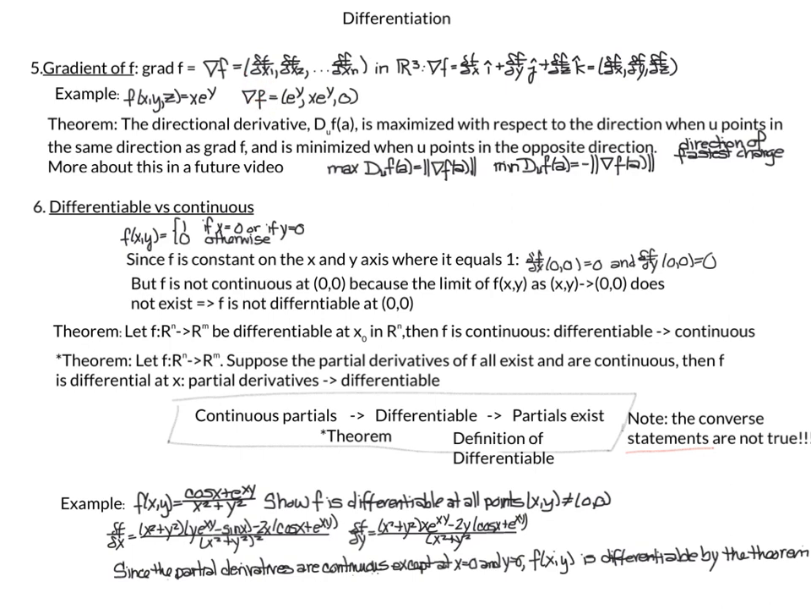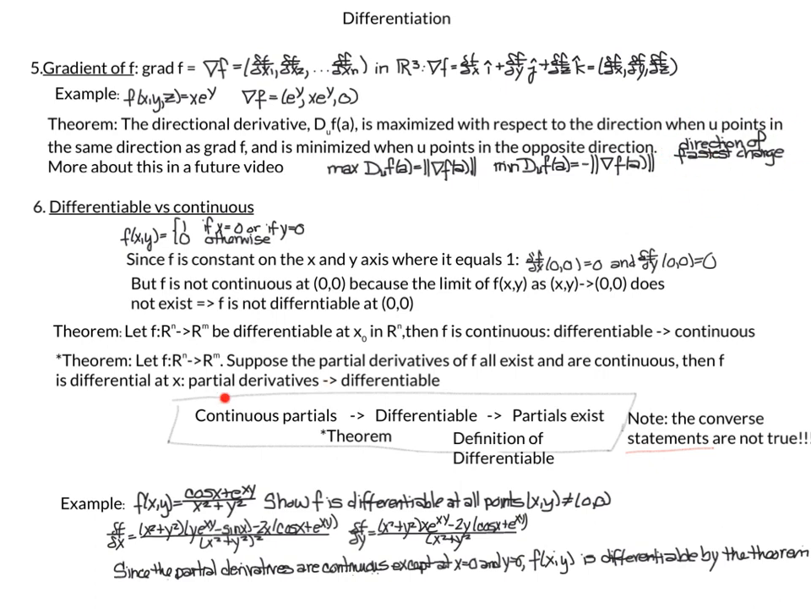So the theorem is there's a directional derivative, and it's maximized with respect to the direction when u points in the same direction as grad f, and is minimized when u points in the opposite direction. So we're going to talk more about this in a future video, but essentially the gradient points in the direction of maximum change, or direction of fastest change.